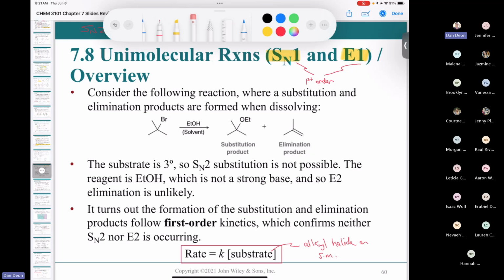And so if we wanted to write a rate law for this reaction, we would say rate is equal to the rate constant k multiplied by the concentration. Maybe I need a bigger bracket. By the concentration of the substrate only. Okay, that's it. That's the rate law for the whole thing.